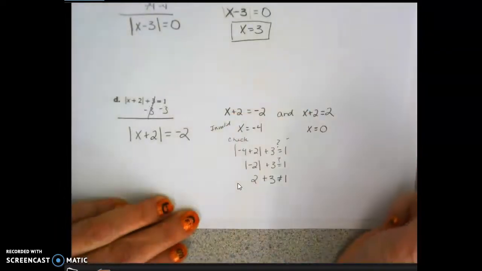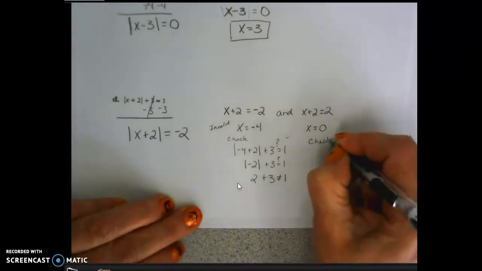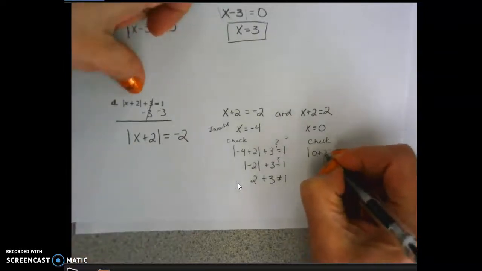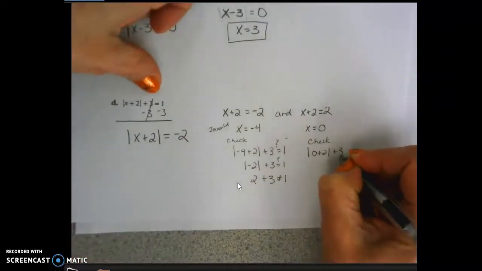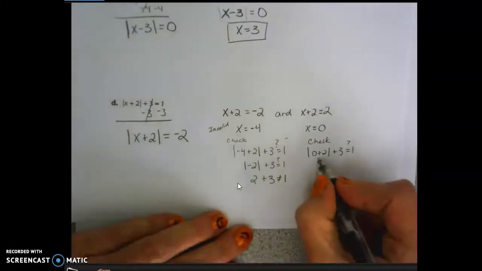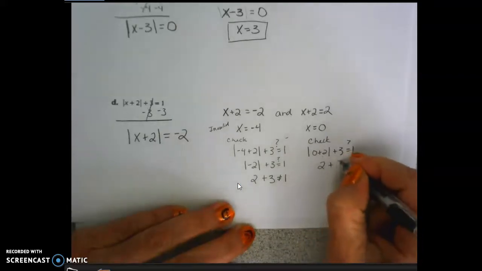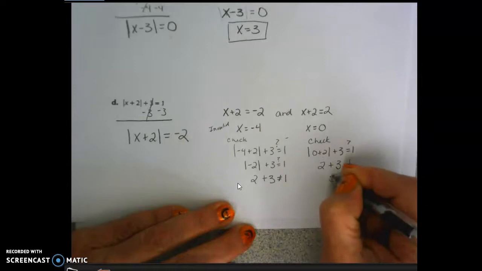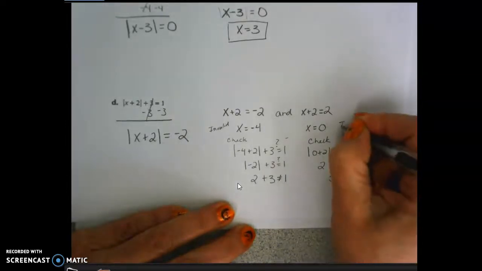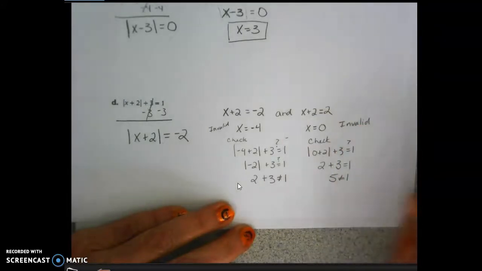That is an invalid solution. Let's check this one. What if I plug a 0 in? Check. Let's see if this one works. So I already got one invalid here. That'd be 0 plus 2. Then add 3. Does that equal 1? It looks like we're going to get the same business here. 0 plus 2 is 2, and the absolute value of 2 is 2. Plus 3 equals 1. 5 does not equal 1. This solution is also invalid. So that one doesn't work either.